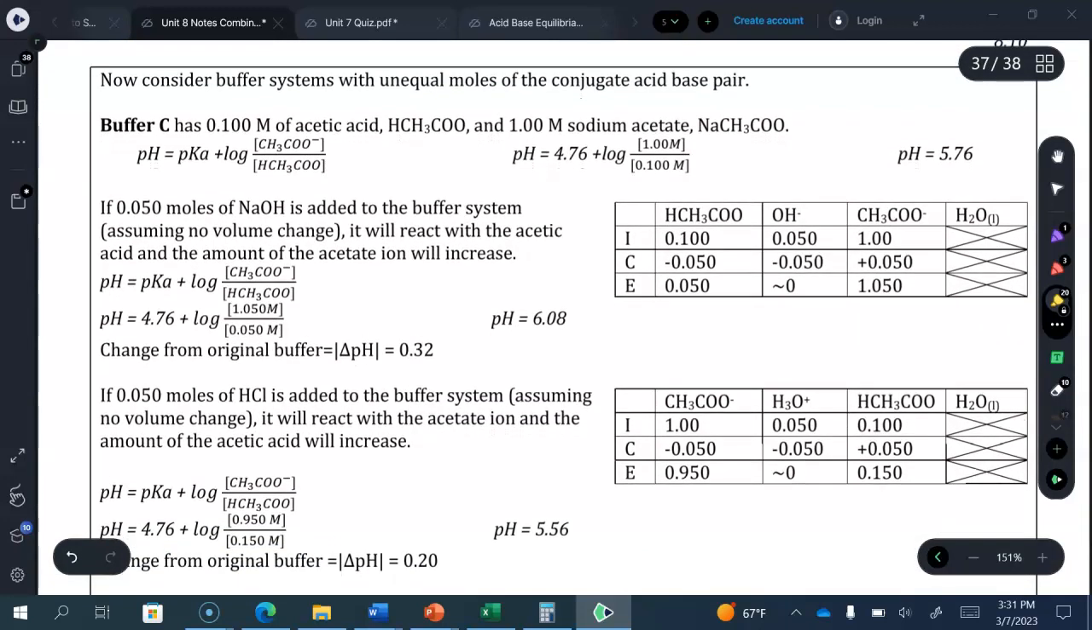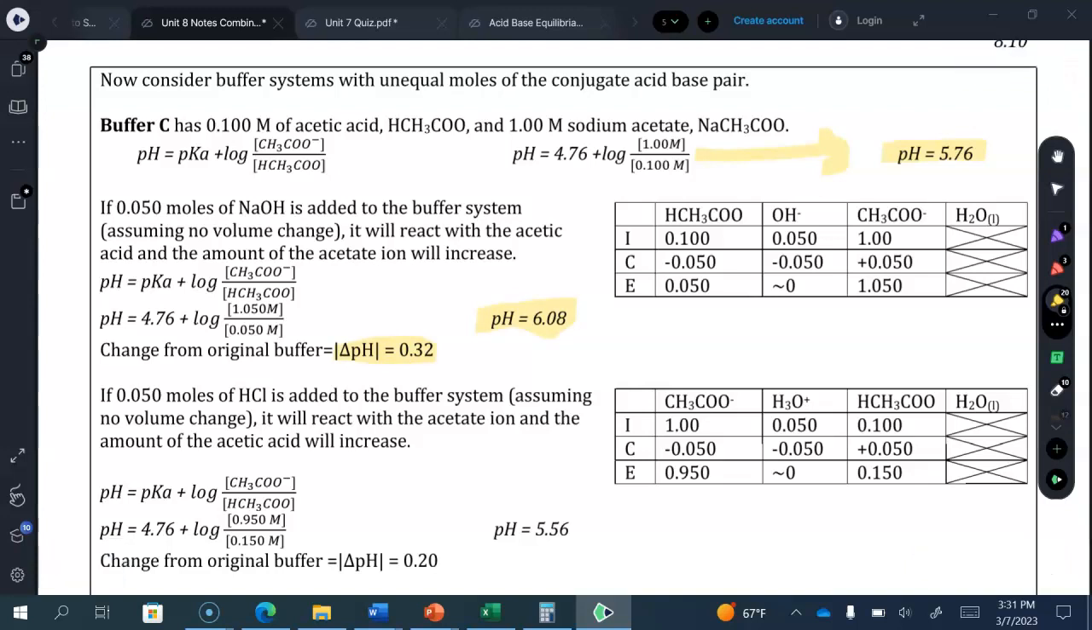Now if we look at a buffer system with unequal moles of the conjugate acid-base pair, buffer C has 0.1 molar acetic acid and 1 molar sodium acetate. So the pH of the buffer system when we plug everything in is here. If we add 0.05 moles of sodium hydroxide, we see that the new pH is given here. So the change, or the buffering capacity, how well it buffered, is given there.